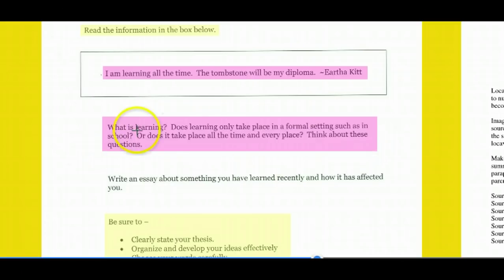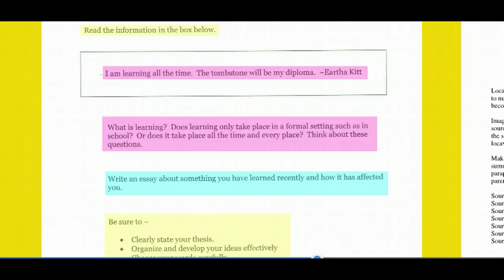If you made the mistake of looking at this and thinking these were the actual instructions, you didn't read carefully enough. Because the actual question or essay prompt was down here. Write an essay about something you have learned recently and how it affected you. The two areas in pink were just meant to give you an idea for what you could write about in response to this actual question.